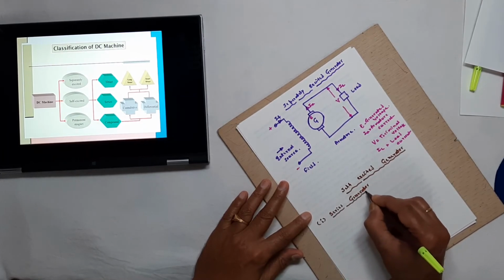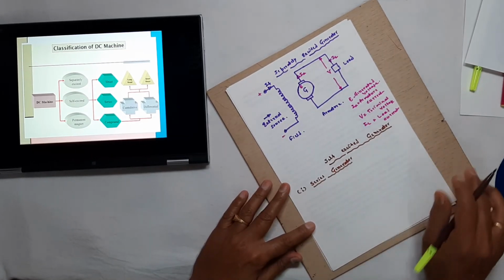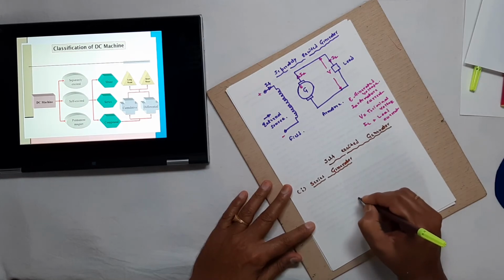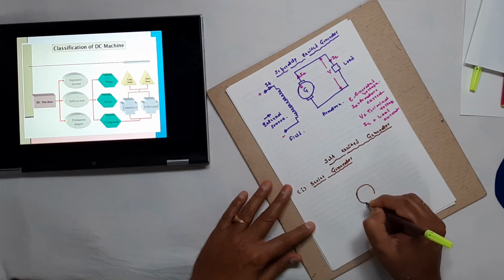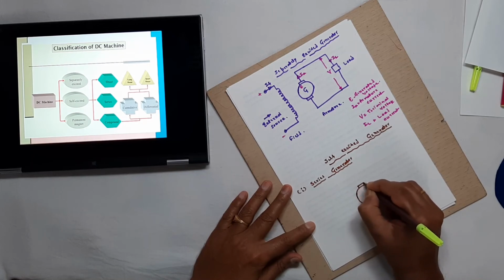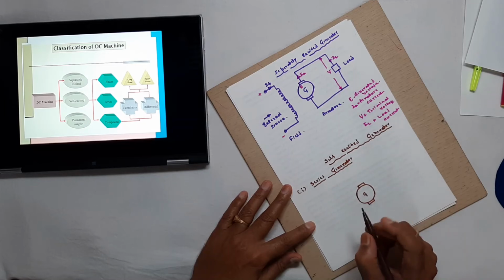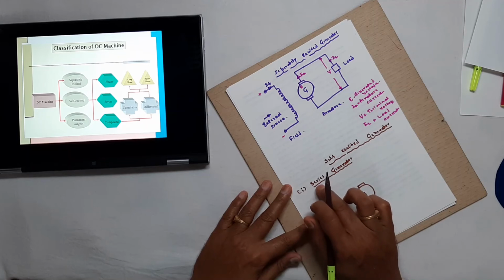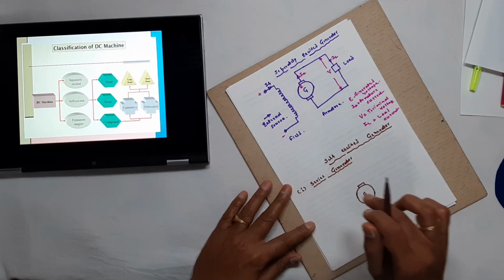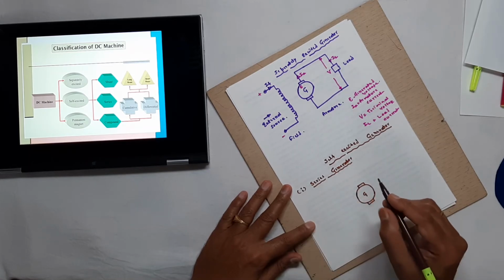Here, once again, the DC generator consists of an armature, which is represented as G. Then I have a field winding. Then what is the type of generator? It is a series generator. A series generator means the field winding is connected in series with the armature. Then that machine is called a series generator.